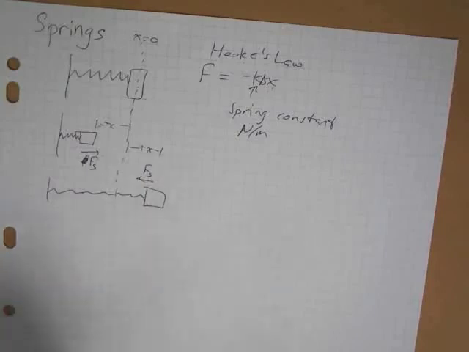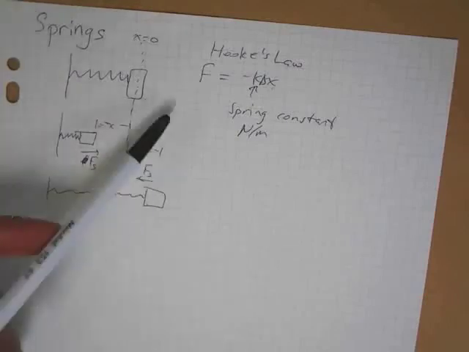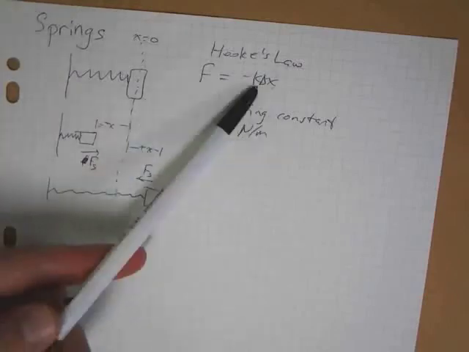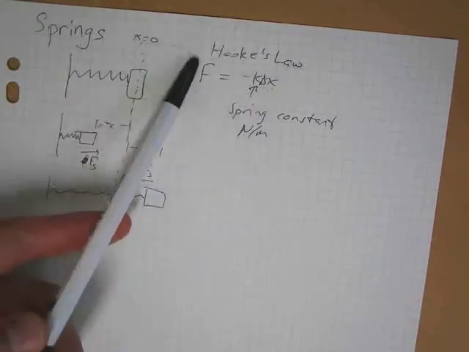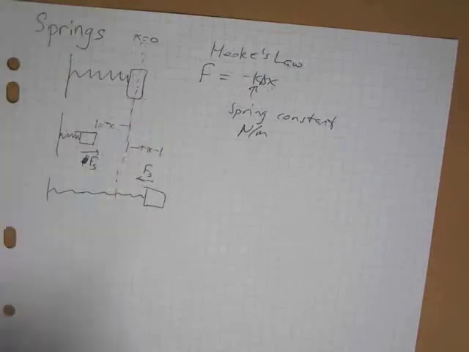So we can do all kinds of problems with this. The simplest being, if you're given a force and a displacement from equilibrium, you can calculate the spring constant. You're given a spring constant and a distance, you can get a force. Given a spring constant and a force, you can calculate the distance from equilibrium. And so that's all pretty simple.